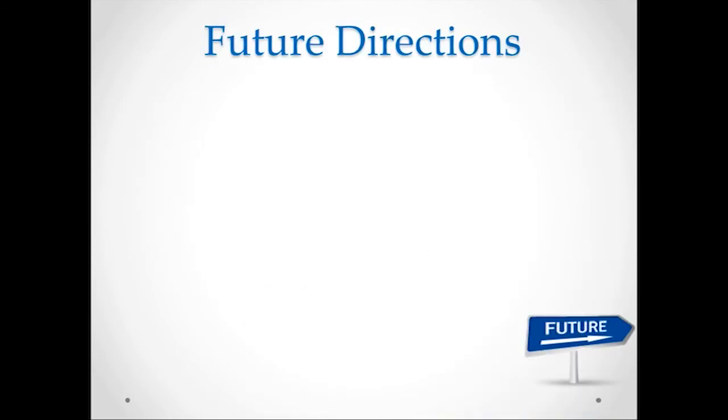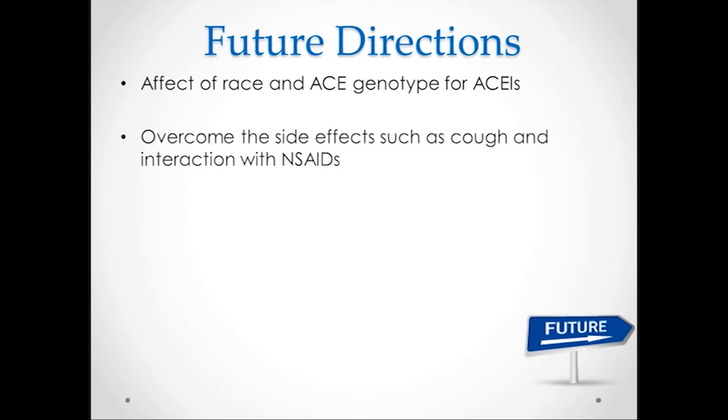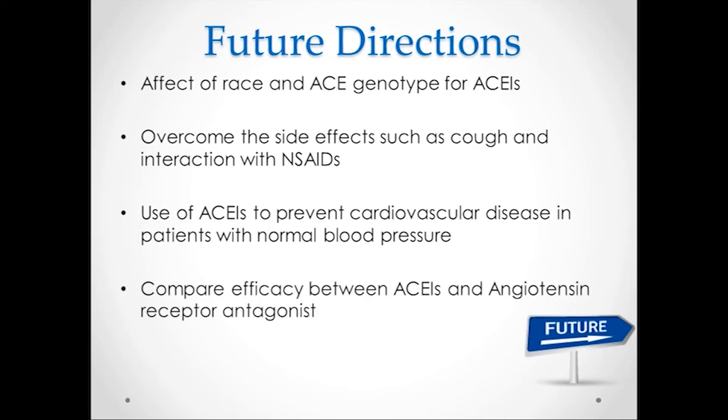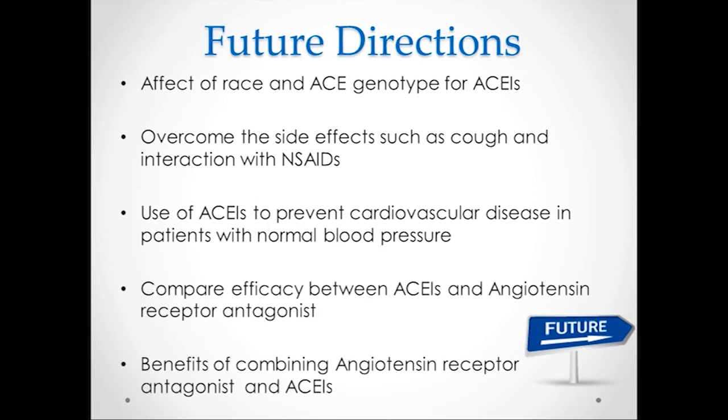So, how does the future look for ACE inhibitors? Some areas of focus for future studies include the effect of race and ACE genotype on the action of ACE inhibitors, ways to overcome the adverse side effects of ACE inhibitors, their use in preventing cardiovascular disease in those with normal blood pressure, comparison of the efficacy between ACE inhibitors and AT1 receptor antagonists, and whether there are beneficial vascular and pleiotropic effects of combining angiotensin receptor blockers and ACE inhibitor treatments.